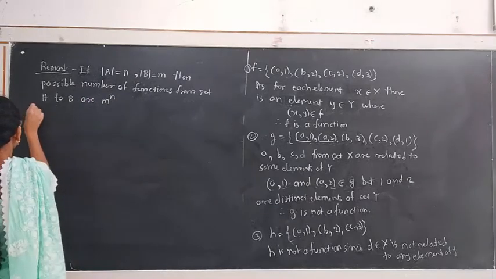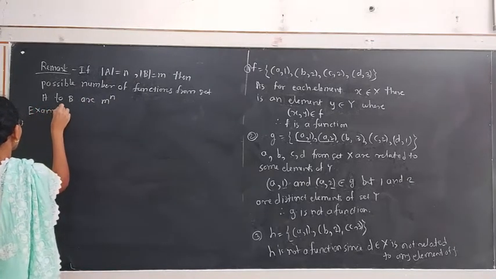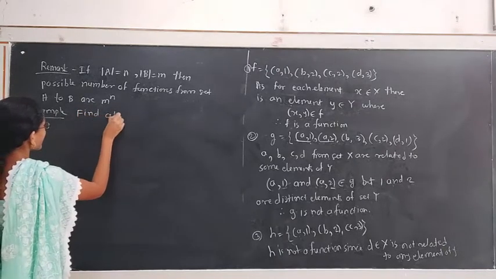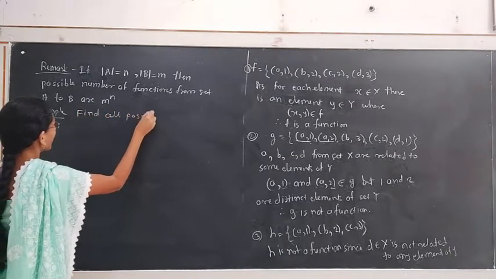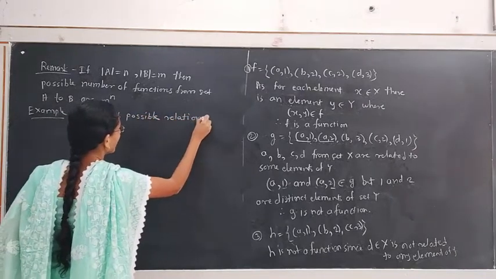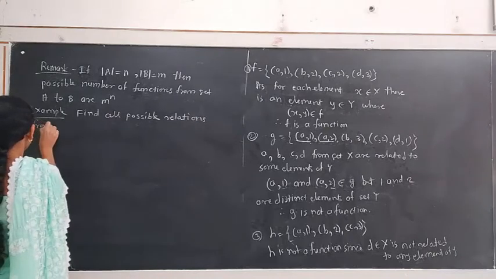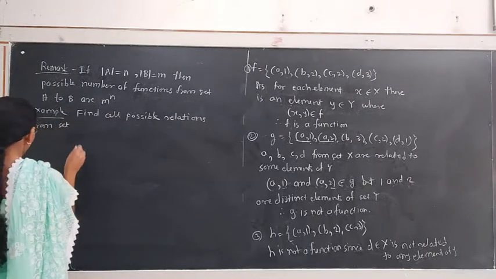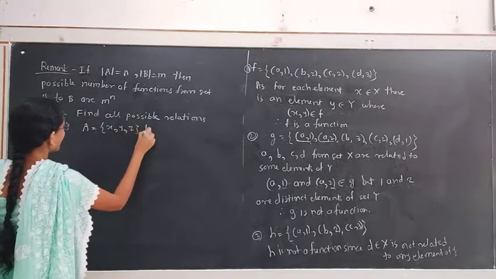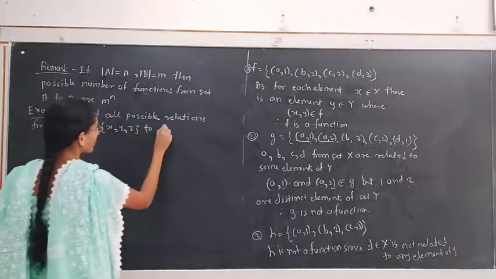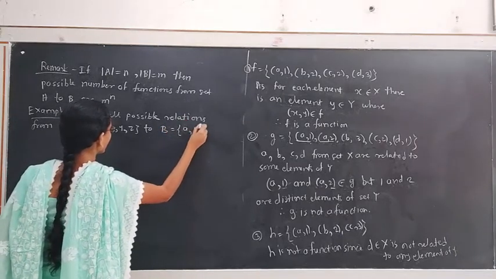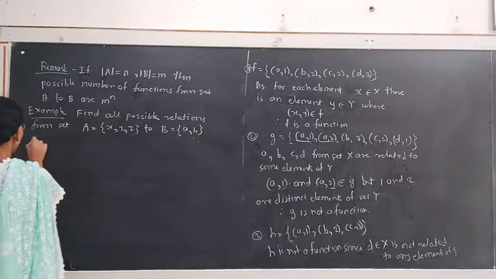For example, find all possible relations from set A equal to {x, y, z} to the set B equal to {a, b}, which are functions.